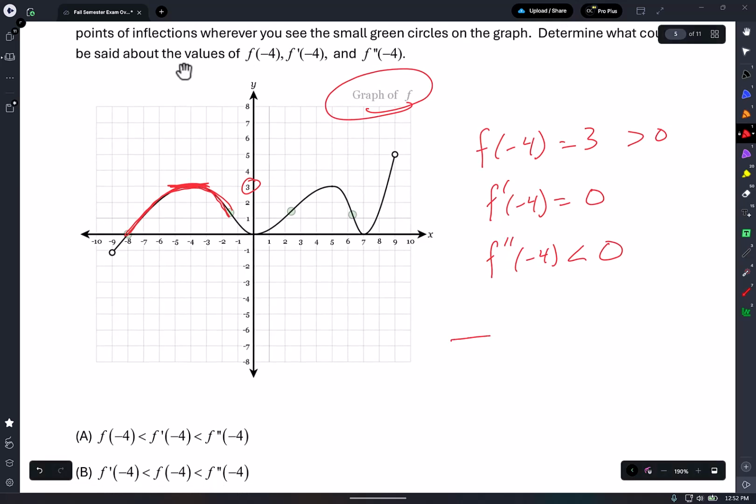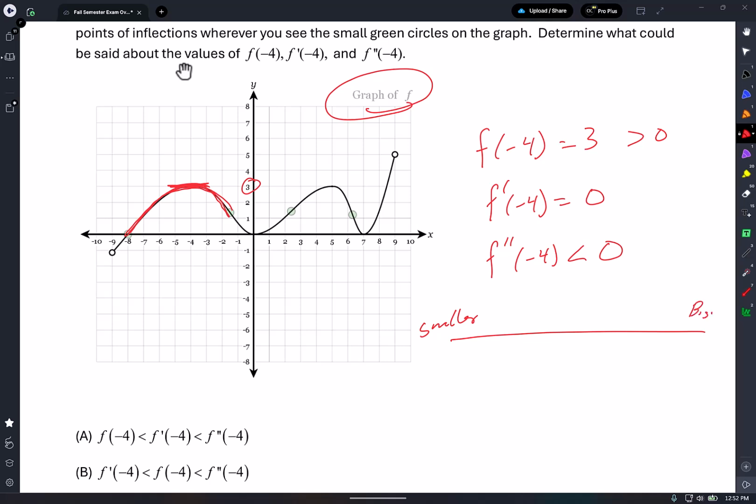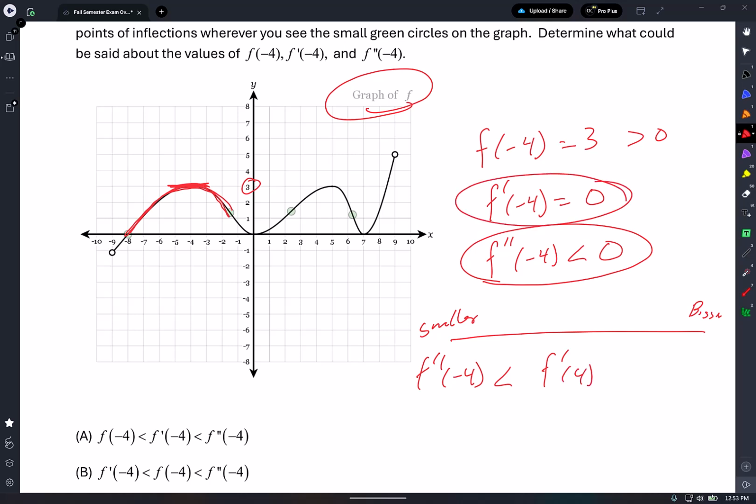In math, the smaller the number, the more negative you are. And the bigger the positive number, the bigger you are. So let's see. This is the smallest, f double prime of -4. And then the next one is f prime of -4, because that one's 0. That's not positive or negative. Well, technically, we'll just leave that to your number theory professor. And then that 3 there, that's a positive number.